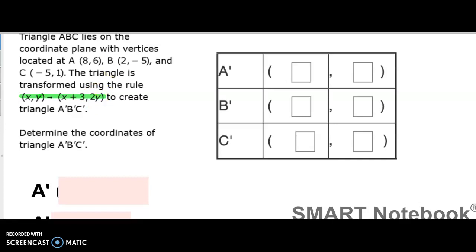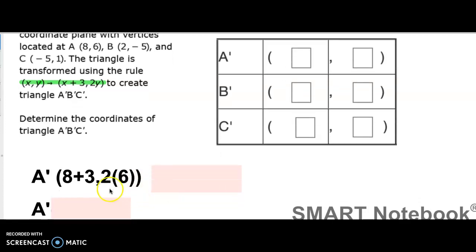So if we were going to do A prime together, first we would take our original x coordinate for point A, which is 8, and we'd add 3 to it because that's what the rule is saying. It's saying take your x value and add 3. Then we take our y value, which is 6 from the original problem, and we'd multiply it by 2 because the problem is saying to find your new y coordinate, do 2 times your original y. When we do that, 8 plus 3 is 11, and 2 times 6 is 12. So the coordinates of A prime are (11, 12).